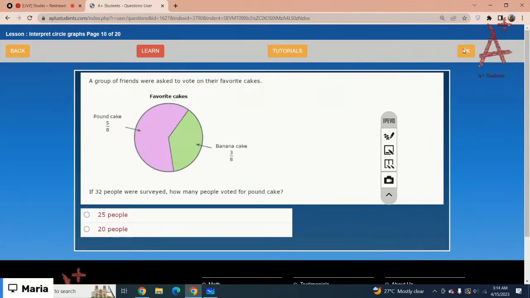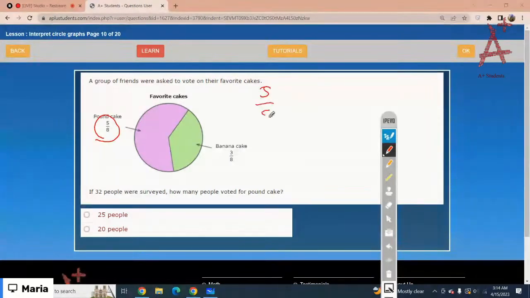Okay, a group of friends were asked to vote on their favorite cakes. If 32 were surveyed, how many people voted for the pound cake? Got it? So the total people are 32. So you have to calculate 5 by 8 of 32. Got it? So 8 times 4 is 32 and 5 times 4 is 20. That means 20 people voted for the pound cake. Got it?